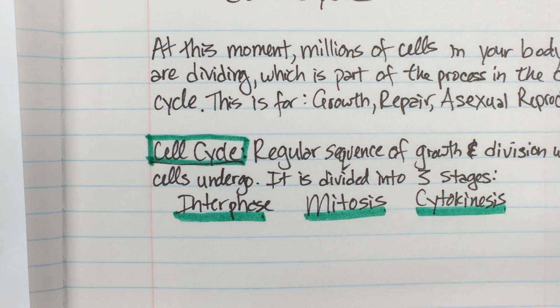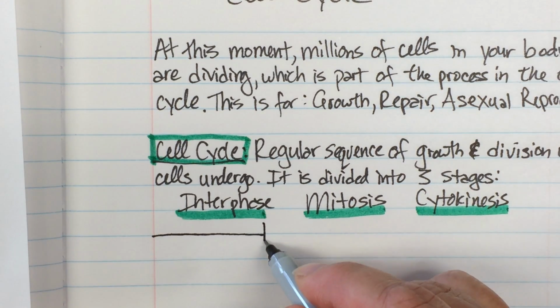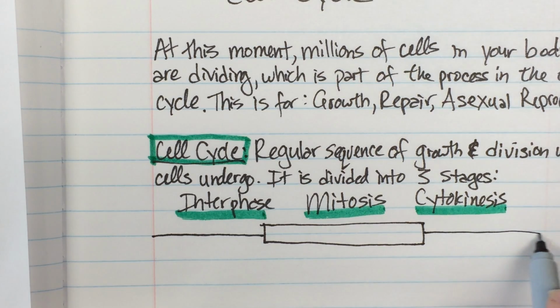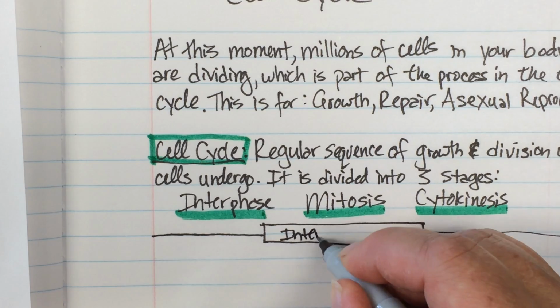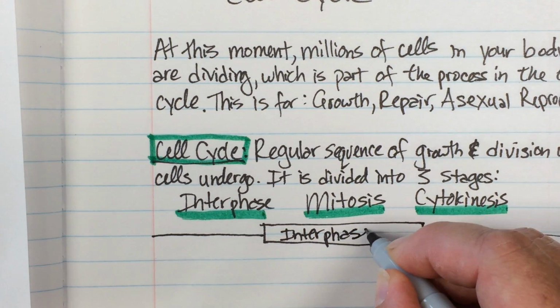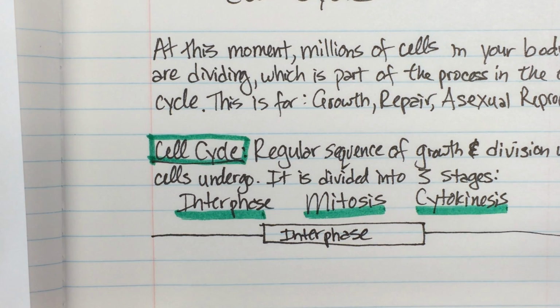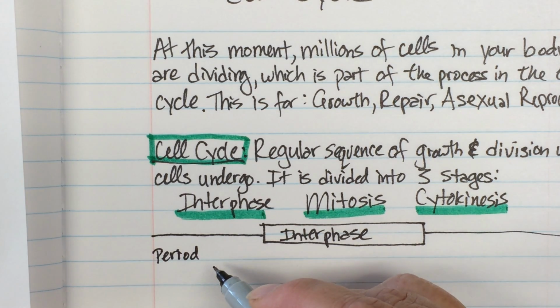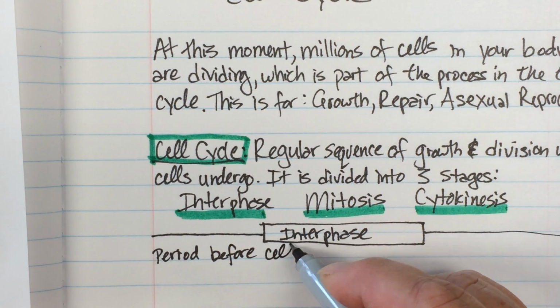All right, so let's talk about the first stage. And what I'm going to do is I'm going to draw a line like this. I'm going to make it stand out. So we'll do this for our first stage, which is what? Interphase. Stage 1. Okay, so what is this? Interphase is the period before cell division. Very important.